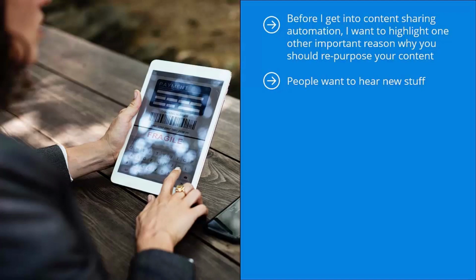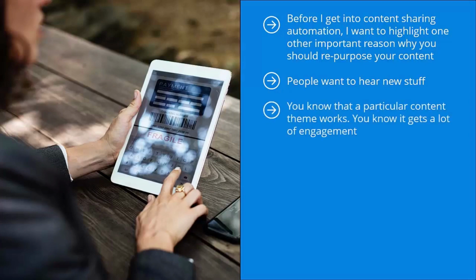Unfortunately, that's precisely the kind of risk you're running if you simply focus on giving people more of the same successful stuff. You know that a particular content theme works. You know it gets a lot of engagement. You know that it draws a lot of clicks. It's perfectly natural for you to want to keep recycling that same theme.